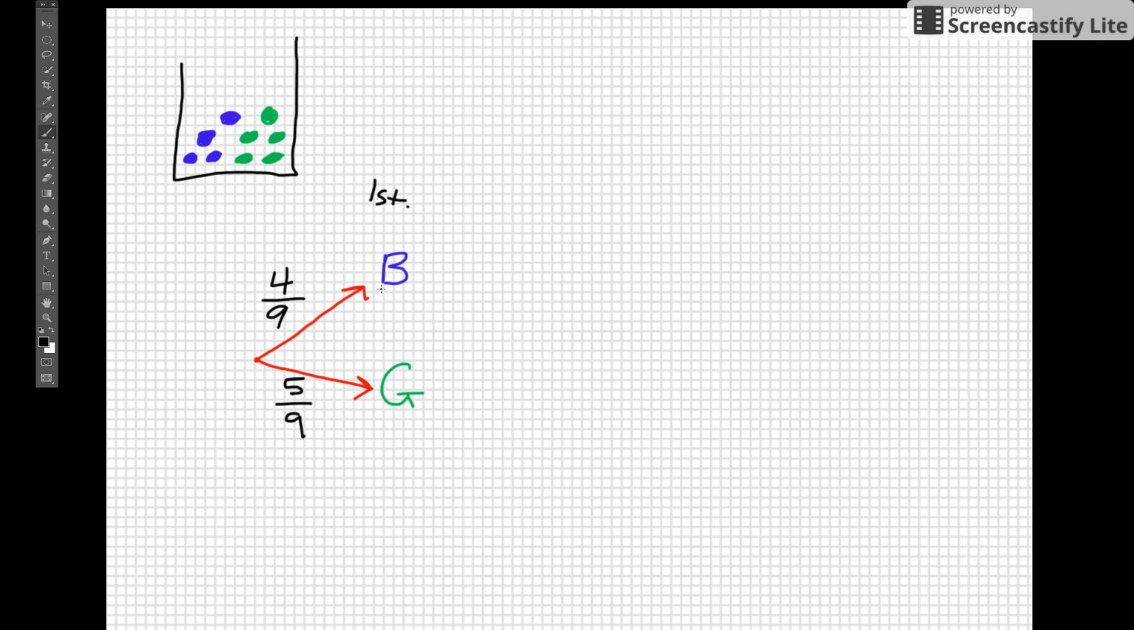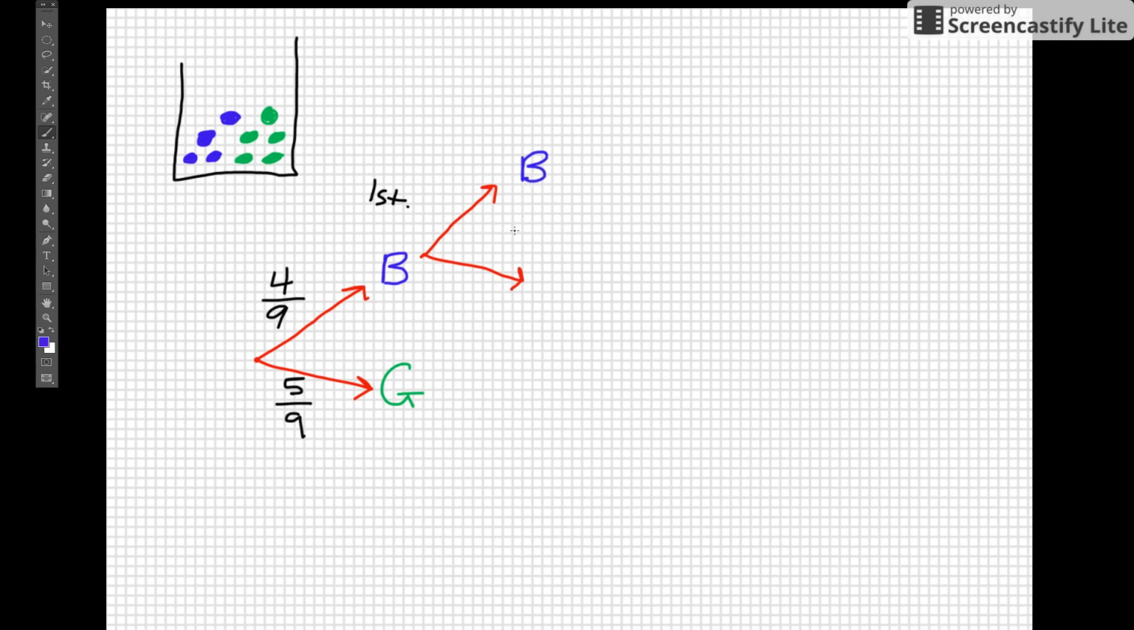Like I said before, they pull the marble out and they don't put it back. And then after that, they pull a second marble out. So let's imagine the first marble they pull out is blue. So we'll follow this branch here. They then reach in and they get a second marble out. 2 things could happen again. It could be blue or it could be green.